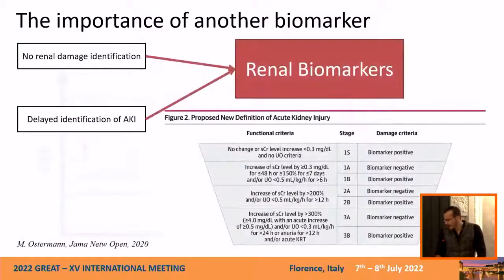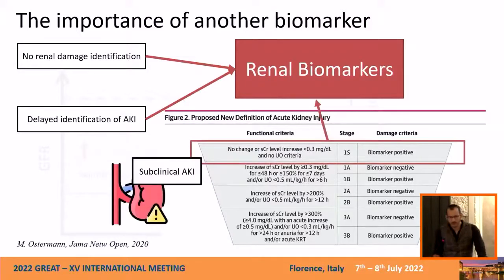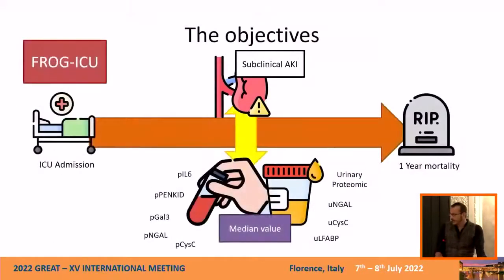That's the reason why, in 2020, the ADQI group proposed a new definition based on biomarkers for the diagnosis of kidney damage. They introduced the subclinical acute kidney injury stage, which is the 1S stage. Here, you don't have any increase of plasmatic creatinine, but you have an increase of a biomarker, which we can call the HFpEF of the nephrologist. The objective of this study is to correlate a little bit with this definition.